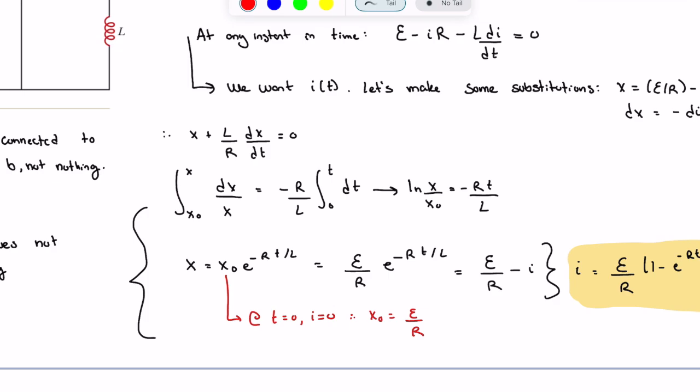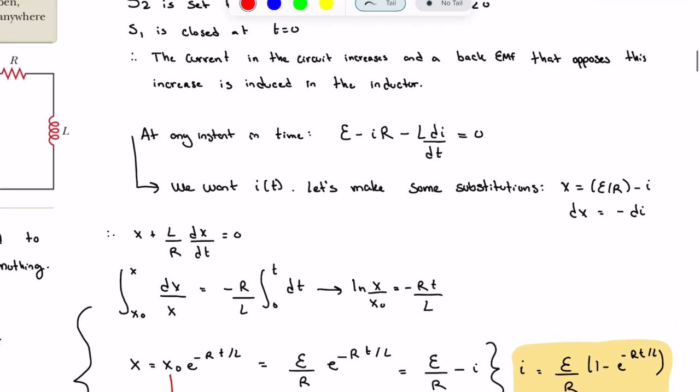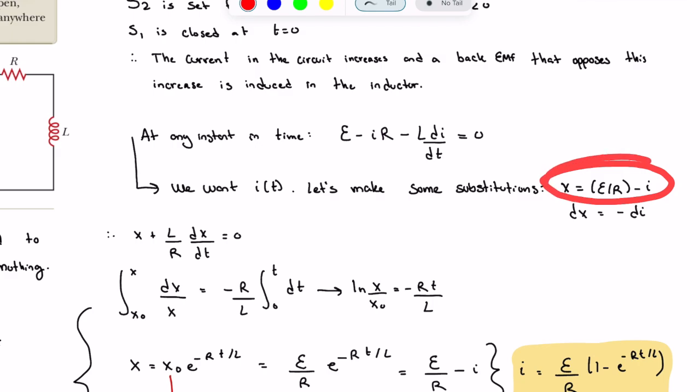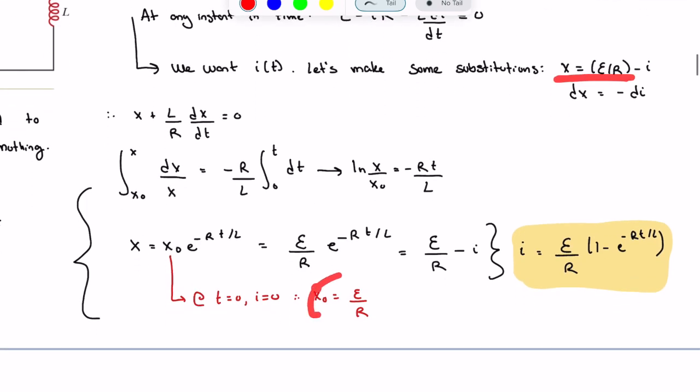But now we don't want the answer in terms of x, we want the answer in terms of I. So what we're going to say is, well, what is x naught? x naught is the value of x at time equal to 0. At t is equal to 0, the current is 0. So then if we look here, if I is equal to 0 at t is equal to 0, x naught is just equal to E divided by R. So that's what we have here.